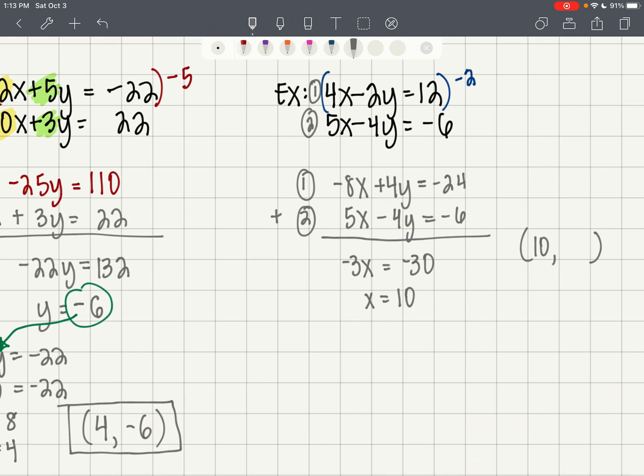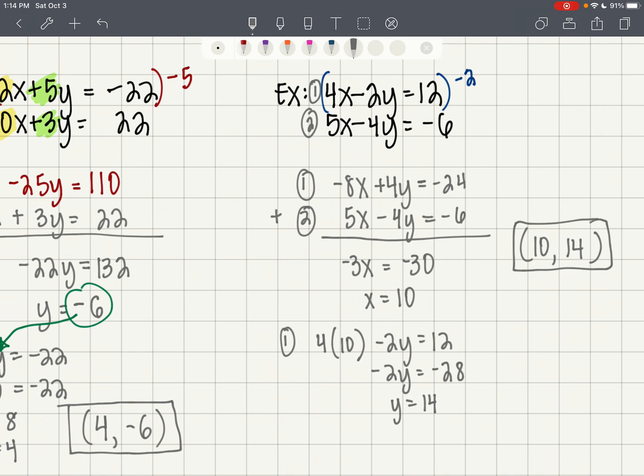I'm going to go back to the first equation. In place of x, I'm going to put 10, which allows me to solve for y. I'm going to subtract 40 from both sides, which gives me negative 28 is equal to negative 2y. Y is equal to 14. So our answer is the ordered pair 10, 14.